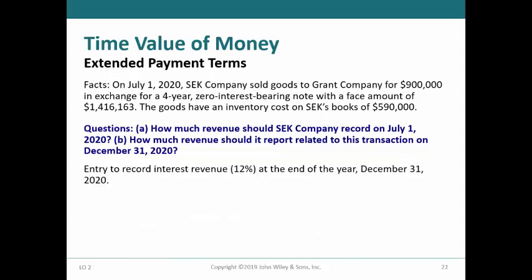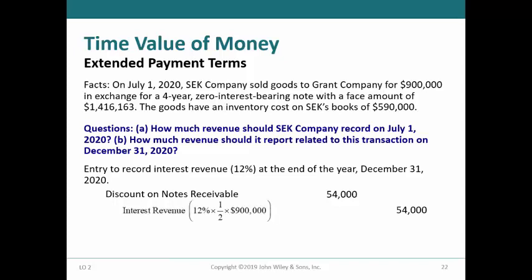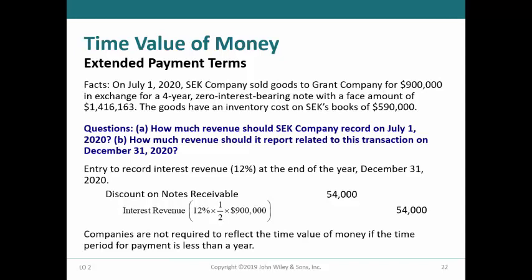At December 31st, 2020, SEK Company would recognize interest revenue for 1/2 of the year by multiplying 12% times the carrying value of the note, $900,000, and dividing by 2. The entry would be a debit to discount on notes receivable for $4,000 and a credit to interest revenue for the same amount. Short-term notes of less than a year do not require discounting to reflect the time value of money.